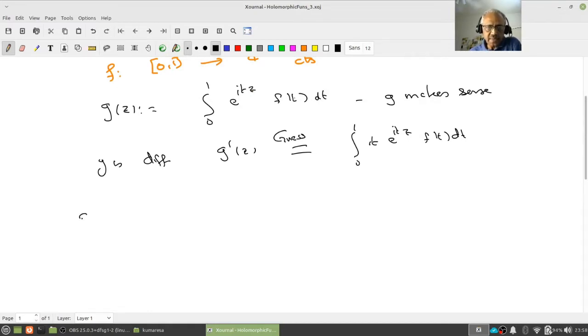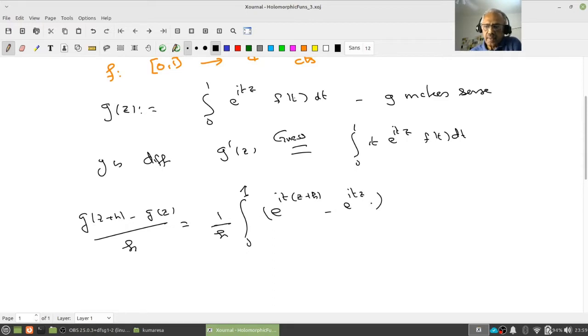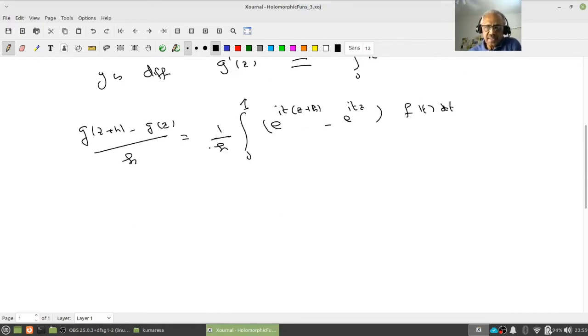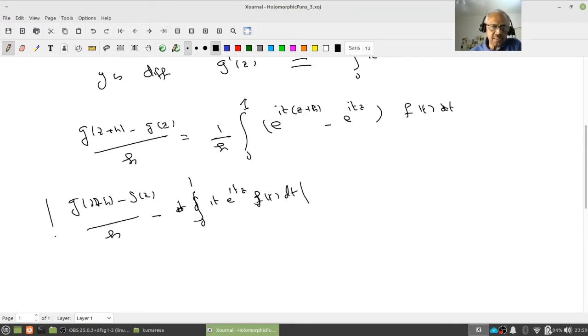What we looked at was something like (g(z+h) - g(z))/h. This we found to be the integral from 0 to 1 of (e^(it(z+h)) - e^(itz)), with a 1/h outside, times f(t) dt. Then we tried to push h inside, and then we looked at (g(z+h) - g(z))/h minus the integral from 0 to 1 of it e^(itz) f(t) dt. We tried to estimate this as h goes to 0. We had some kind of a proof.